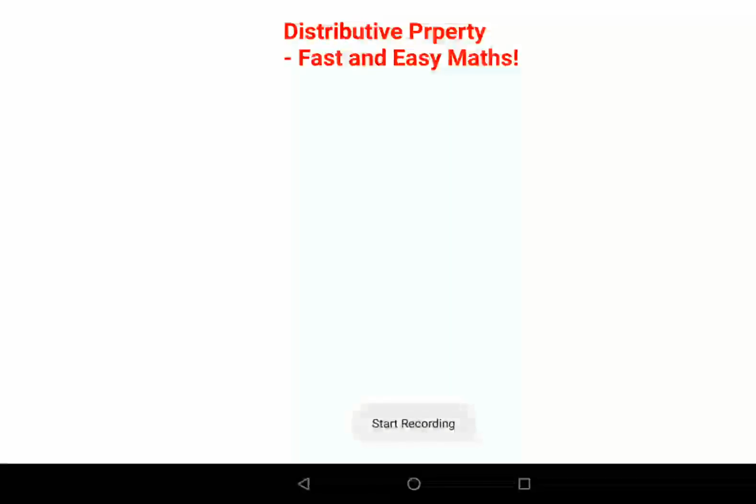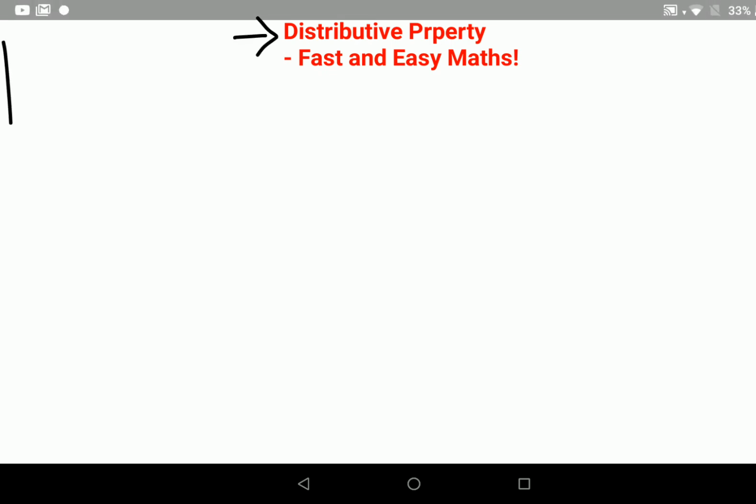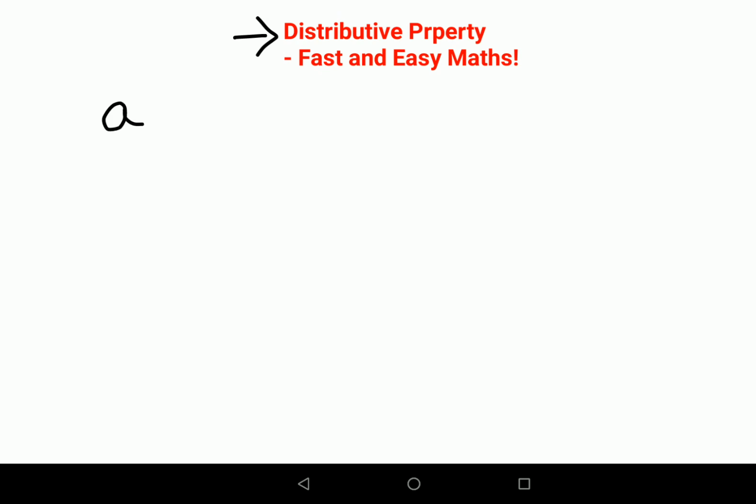So students, today I'm going to show you the distributive property. This was actually a special request by Kunal, one of my viewers. He mailed me that he wants distributive property, that is getting a bit confusing for him. In this case I'll just show you with the help of algebra first.